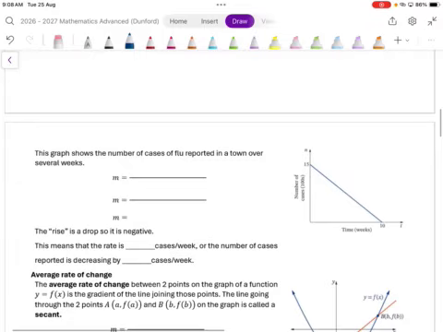We now have a graph that shows the number of cases of flu reported in a town over several weeks. I want you to work out the rate of the flu. So just note that the number of cases are in the hundreds, so this 15 is really equal to 1500. Okay.